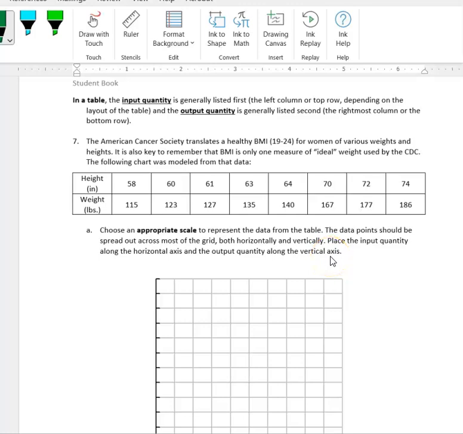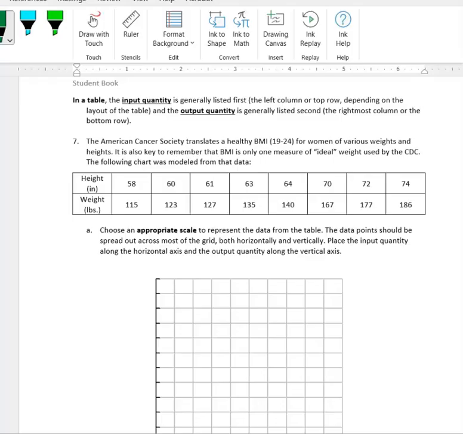Okay, I want to give you just a quick introduction to what you're going to do for your discussion post here on page 6. As we saw from page 1, we had an introduction to how we can identify the input and the output quantities from a graph.